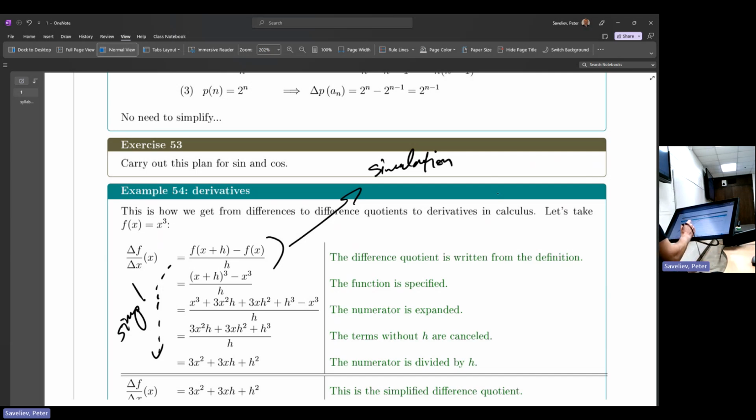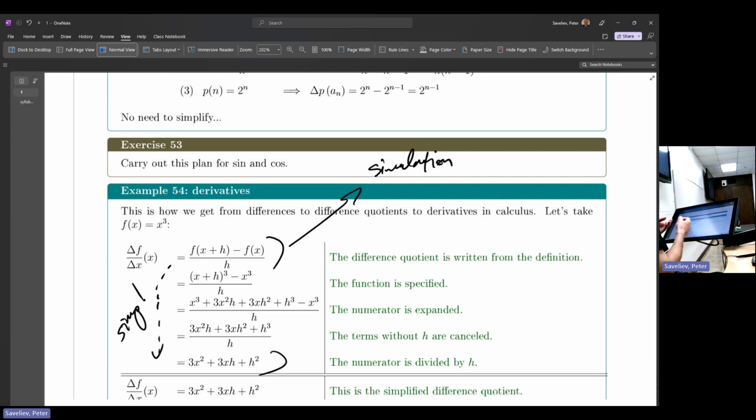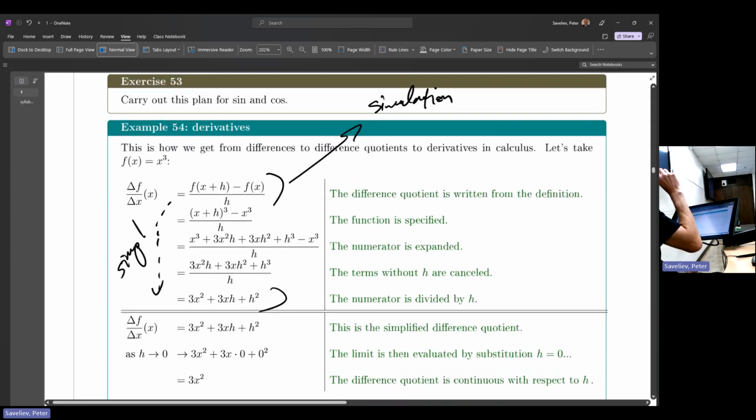Every time you simplify, move stuff around, h cancels out. And so this is the difference quotient. I have found a formula, which we don't need again, for the difference quotient as a function of h simplified. But then now we're taking the limit. What's going to happen? h goes to 0. Now there is no division by 0, and so everything is fine. And I end up with what I end up with: x squared, because the other two terms disappear, become 0.